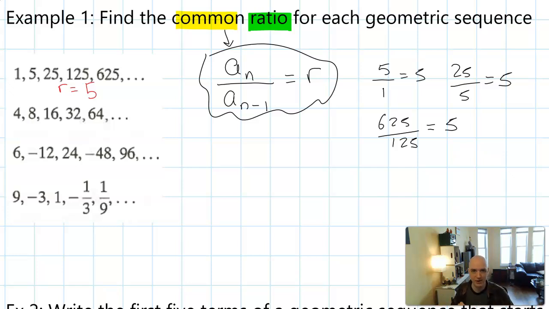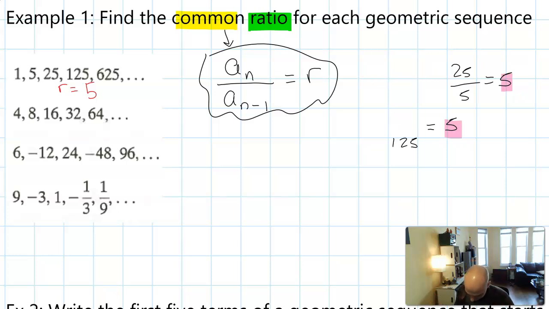And if you're ever not sure what the ratio is, just find 2 consecutive terms, put them in a ratio, and see what you get. And that should always be the same, right? It was actually important that we got 5 every time. It's not geometric if the ratio is sometimes 5 and sometimes 6 and sometimes 4. It always has to be the same constant number.